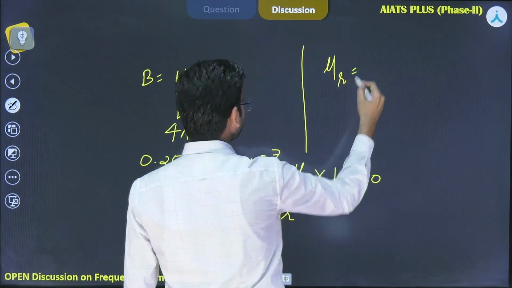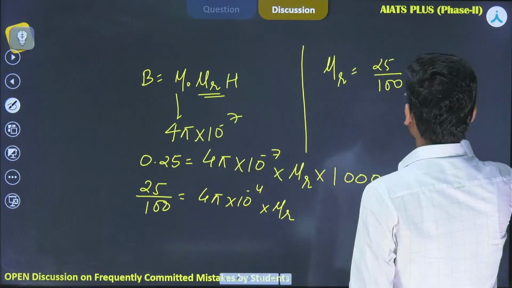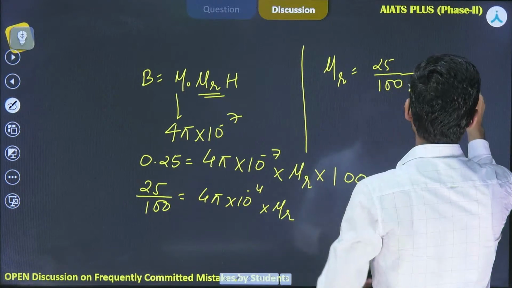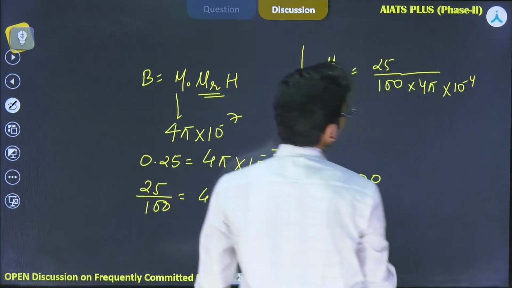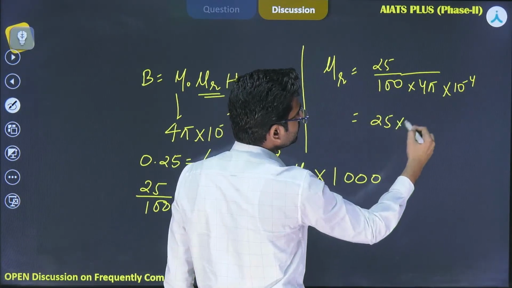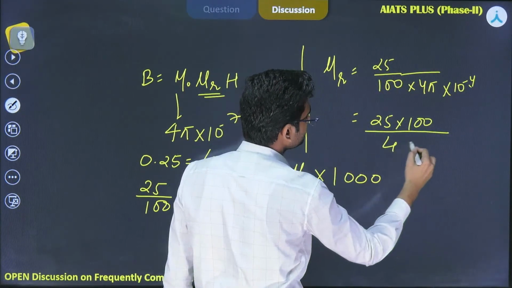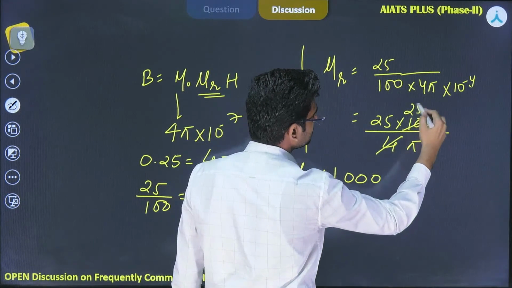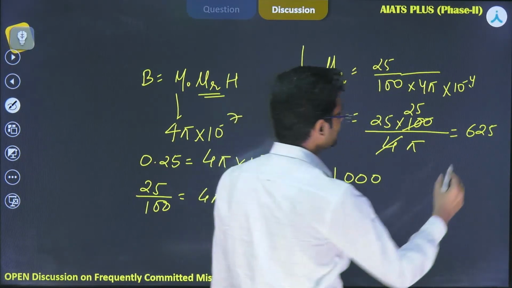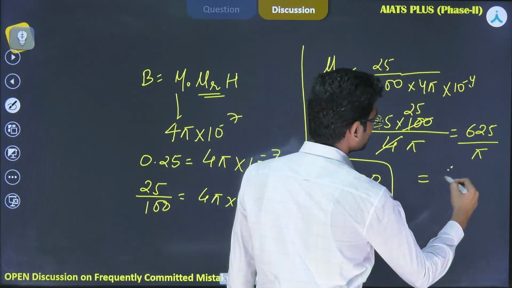Mu r is equal to 25 by 100 and 4 pi will come here, into 4 pi into 10 raised to power minus 4. This will become 25, 100 is here, 10 raised to power minus 4 is here, so it will become 10 raised to power minus 2, which will become 100 in the denominator, and that is 4 pi. This 4 and this will become 25, which is 625, square of 25. So 625 divided by pi. We have to find the approximate value.